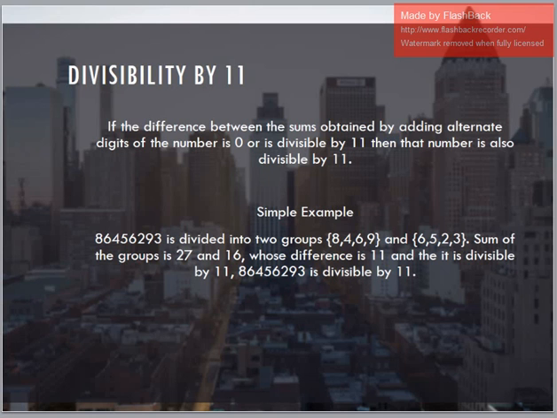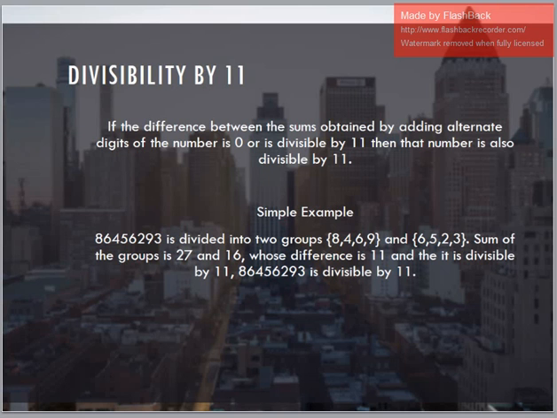So, kailangan ma-separate natin sila alternately. So, makikita natin, naka-group yung 8, 4, 6, and 9. So, one after the other. So, pagkatapos ng 8 ay 6, di ba? So, hindi yon yung sinunod. Kumbaga, alternate nga 8, 4, 6, 9. And then sa kabila, 6, 5, 2, 3. So, alam na natin na nakagroup sila sa dalawa.